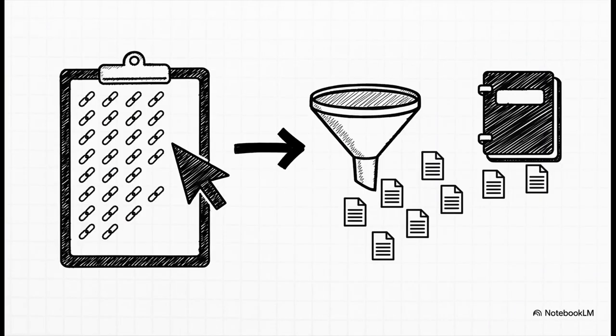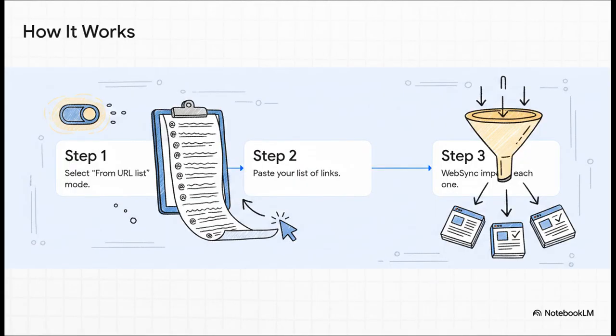Okay, that's cool, but what if you've already done the legwork and you have a big list of links you need to analyze? Don't worry, WebSync has you covered there too, with its bulk URL import. It's super straightforward. You just flip over to the From URL List mode, paste in your whole list of links, could be 10, could be 100, and WebSync just churns through them, importing each one as a separate source in your notebook. It's crazy efficient.